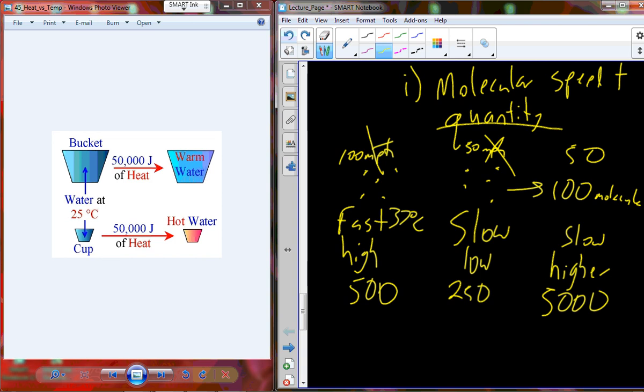So let's go over here. If I have a cup of water at 25 degrees and a bucket of water at 25 degrees, temperature is more, less, or equal. Temperature. 25 and 25. Equal. How about the heat? Where do I have more heat?